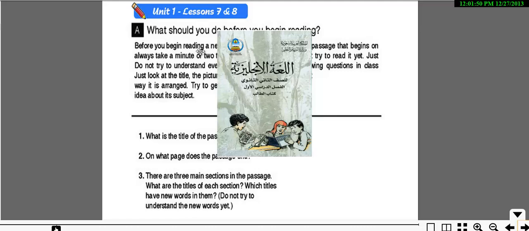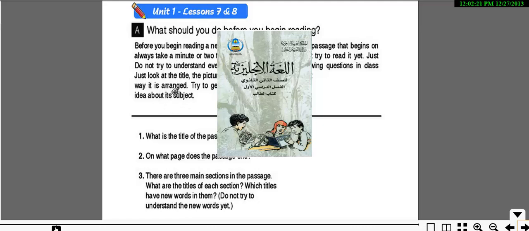Now, before you begin reading a new passage, always take a minute or two to look at it. I mean, looking at the pictures and the spaces. Don't try to understand everything yet. You don't have to be Mr. or Mrs. Genius where you have to understand everything at the moment. Just look at the title, the pictures, and the way it is arranged. Well, I mean by that the spaces.